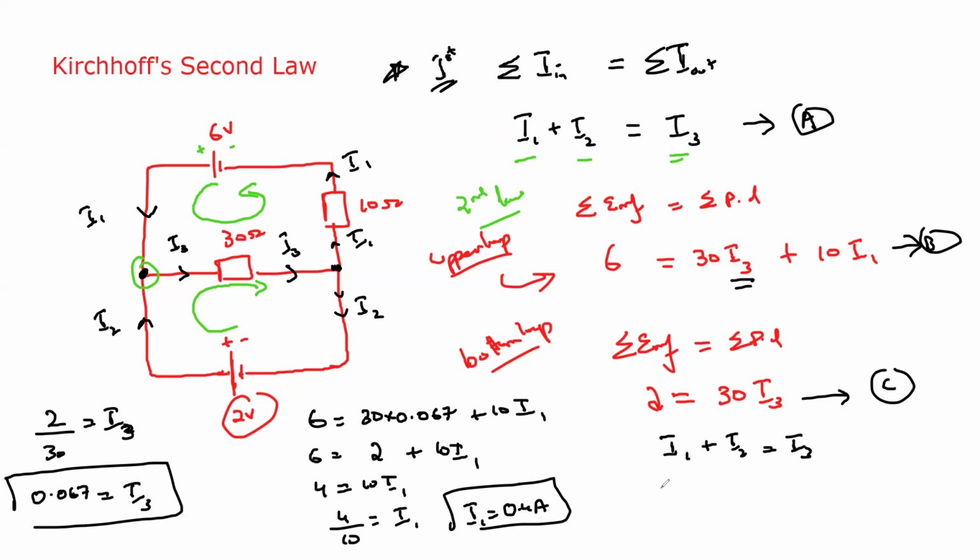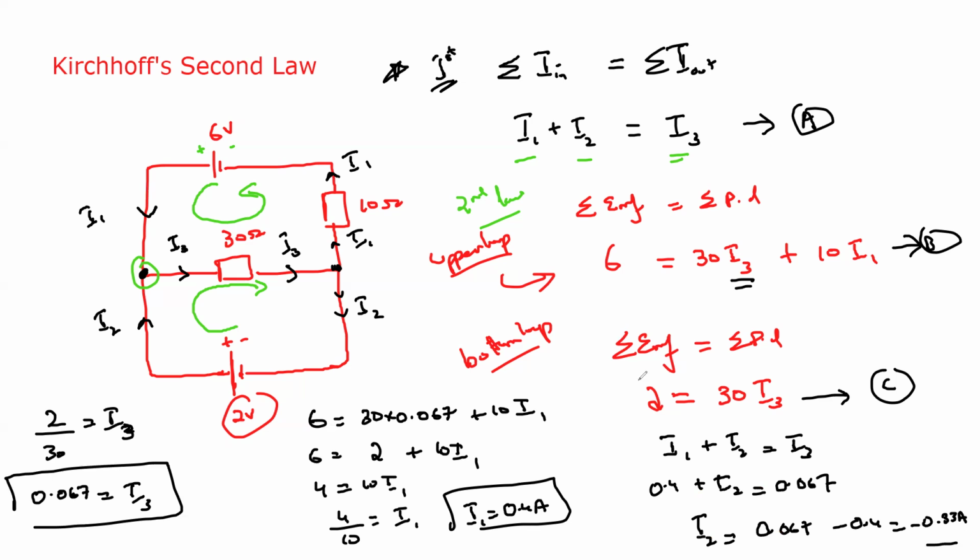So I1 is 0.4, I2 we don't know, and I3 is 0.067. When we solve for I2, it will be 0.067 minus 0.4. What is the answer? We got minus 0.33.